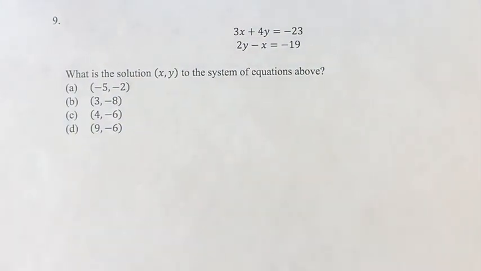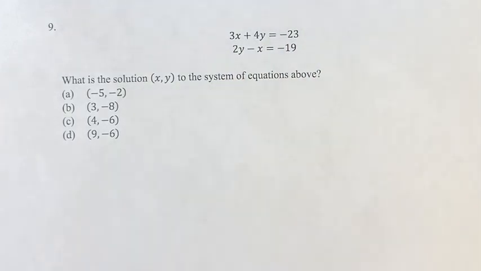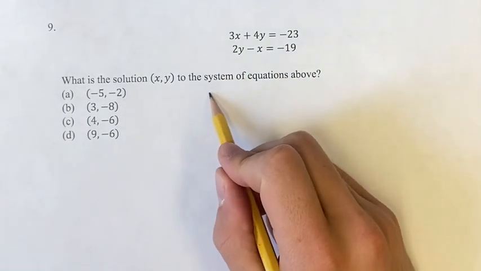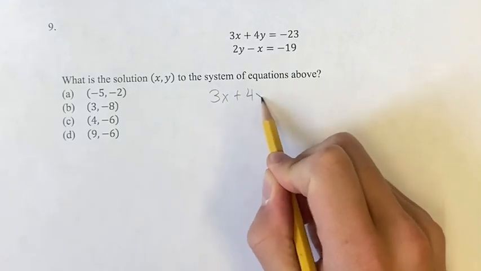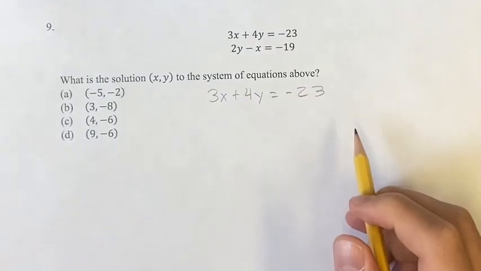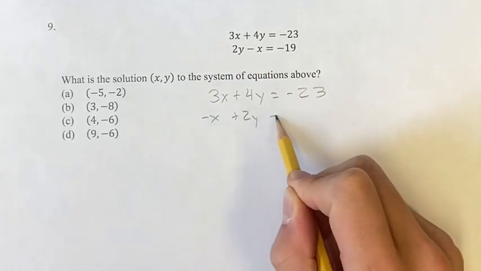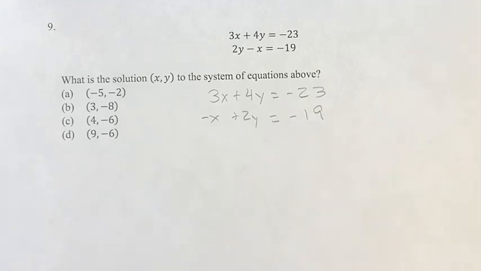In this problem, we're looking to find a solution to this system of equations. We're going to use elimination here, so let's get it where the x's and the y's are lined up. So for this second equation, we want to line it up with the first. So we get negative x plus 2y is equal to negative 19.